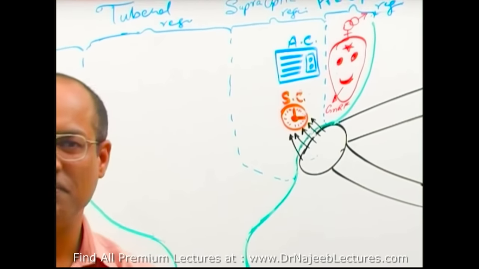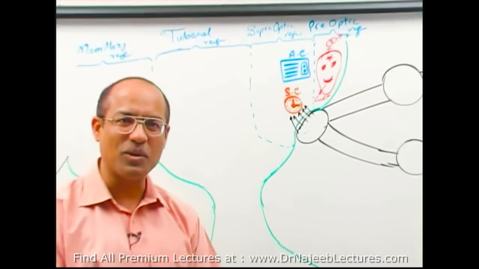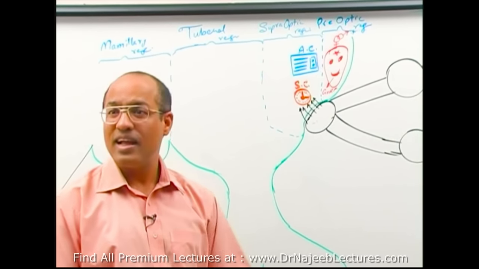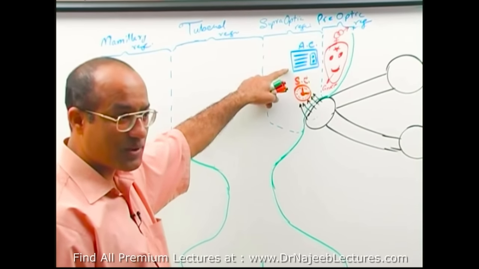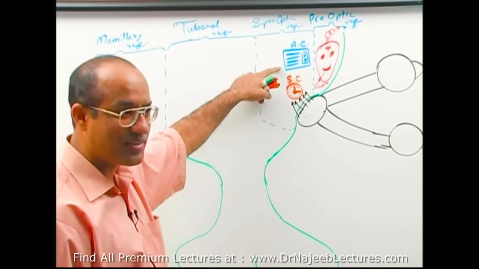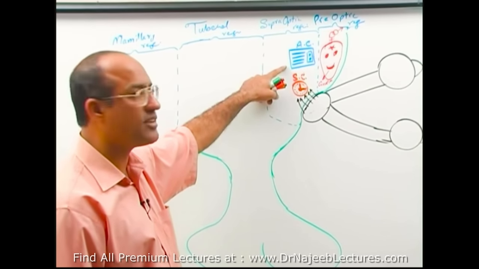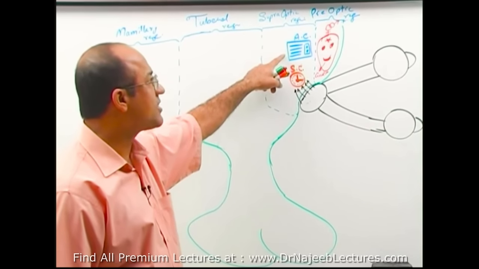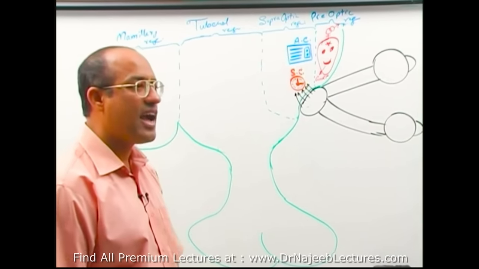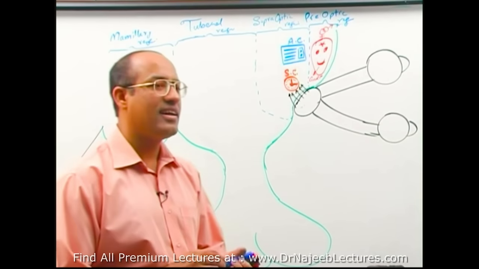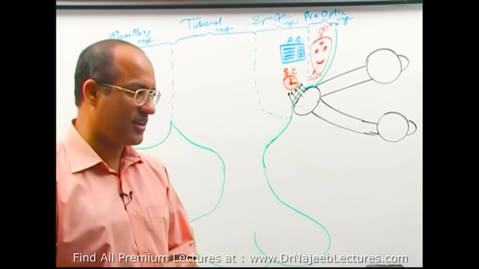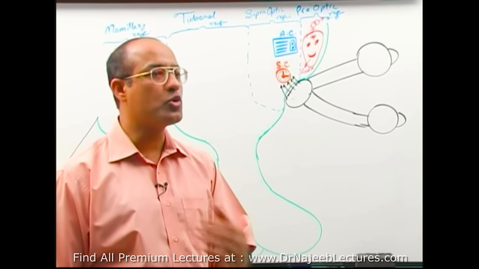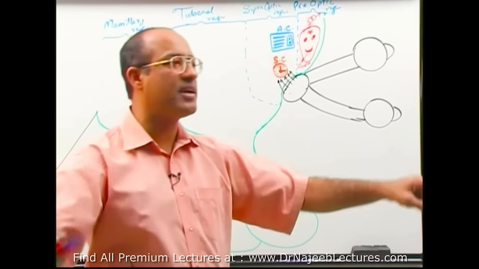There is a nucleus here. What is this nucleus? This nucleus is like an air conditioner, right? What is the name of this nucleus and what is the function of this nucleus? The name of this nucleus is the anterior hypothalamic nucleus. Its function is that it controls your temperature, and especially it does not allow your body temperature to go high when the temperature of the environment is high.